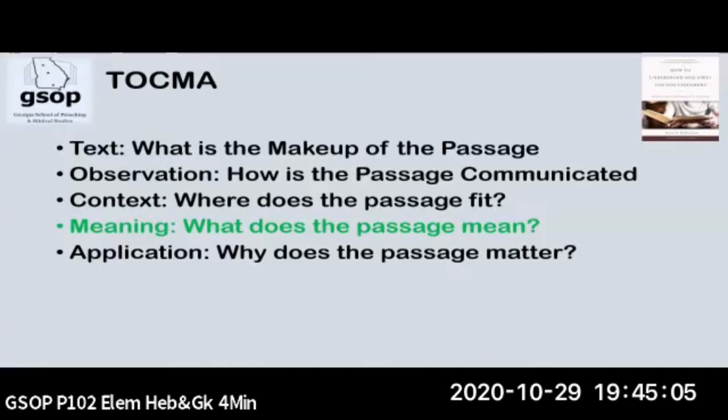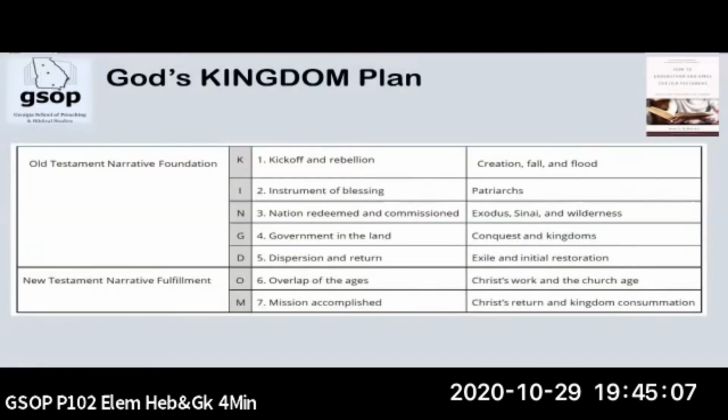I want to show some examples of different ways. One way he speaks to is what he called God's kingdom plan. It's an acronym he uses, kingdom. So in the Old Testament narrative, there are the foundational narratives, in which we find the kickoff, that is the creation and rebellion. The K is kickoff. That kickoff and rebellion is found in the creation, the fall, and the flood.